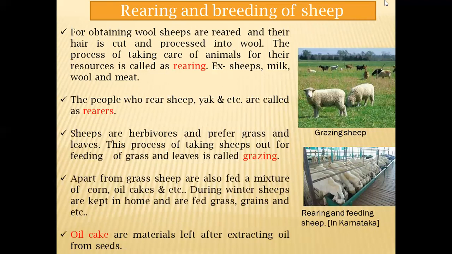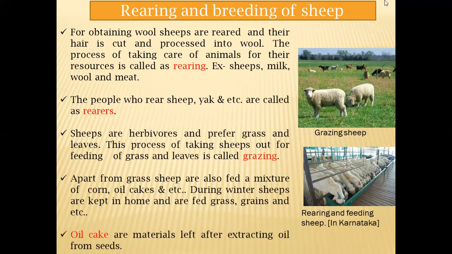Some animals are reared for their special properties such as wool, milk, and wool in sheep. Such animals are known as economical animals. The process of taking care of these animals for these resources is rearing. You should remember this, children, and even this: the people who rear these animals are called rearers.